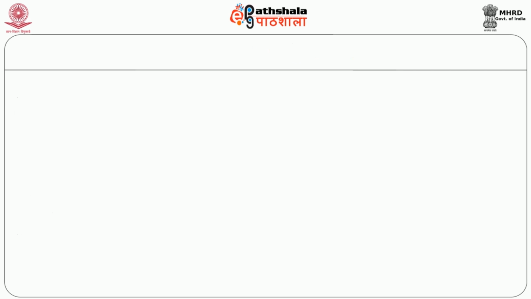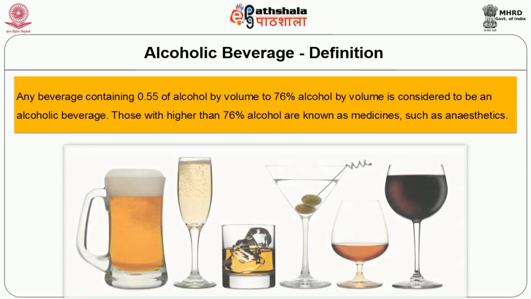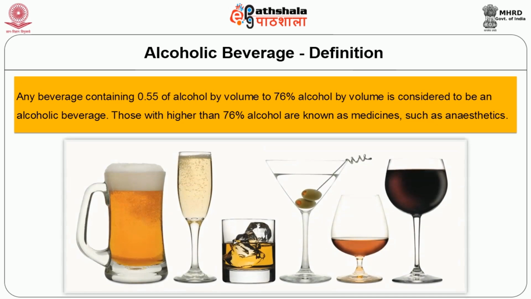Let us see the definition of alcoholic beverage. Any beverage containing 0.55% alcohol by volume to 76% alcohol by volume is considered to be an alcoholic beverage. Those with higher than 76% alcohol are known as medicines, such as anesthetics.